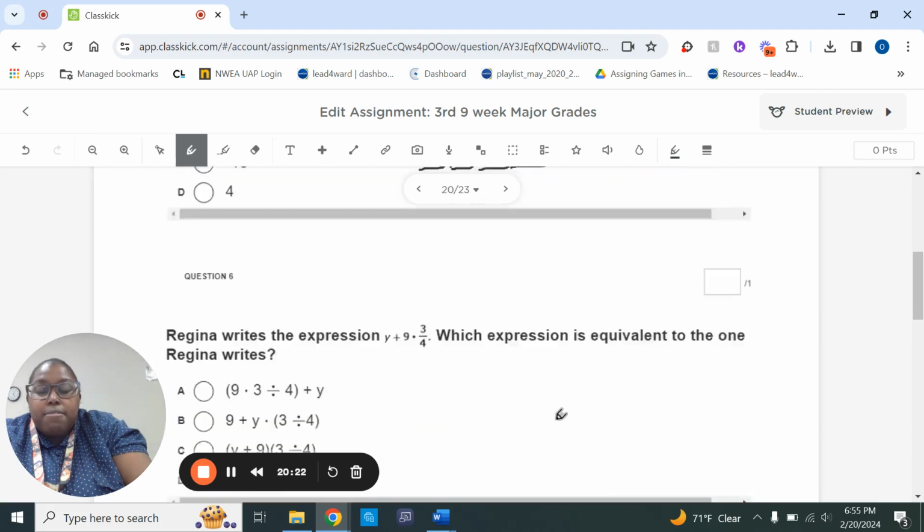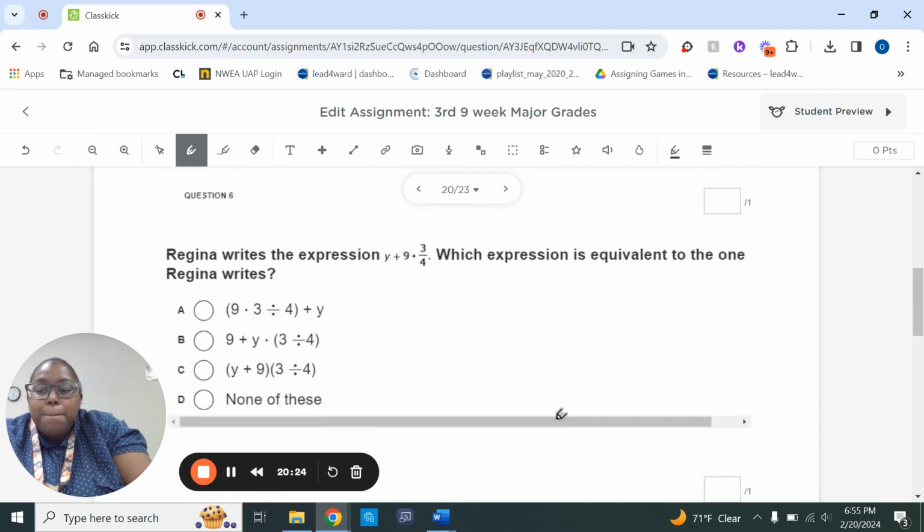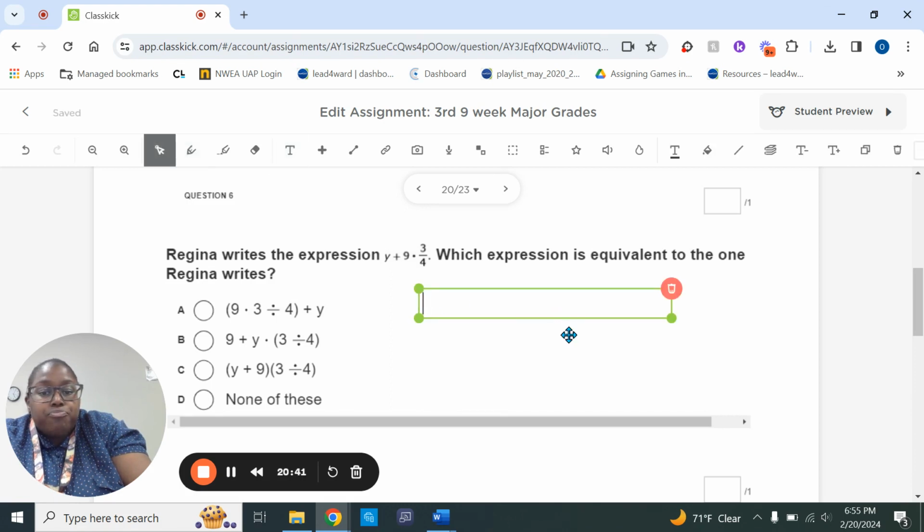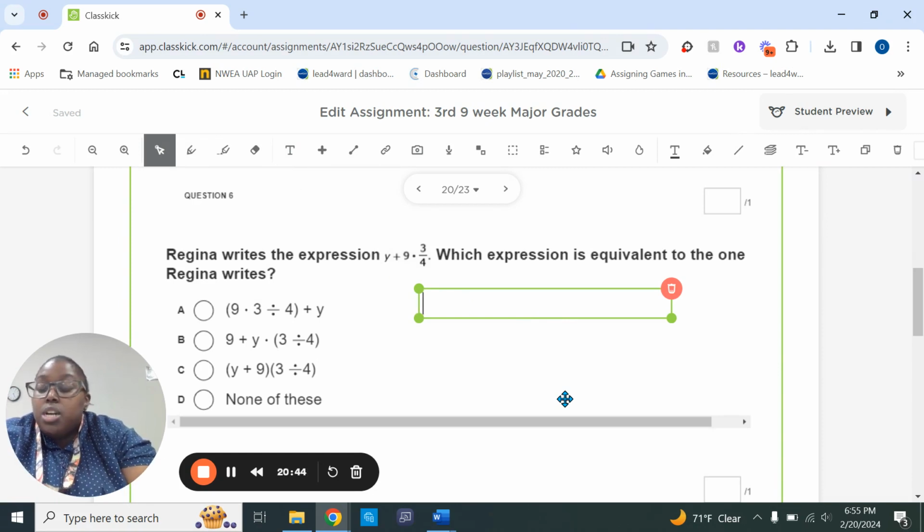So that was number 5. Number 6. Regina writes the expression y plus 9 times 3/4. Which expression is equivalent to the one Regina writes? Here we go. So, what are we looking for?